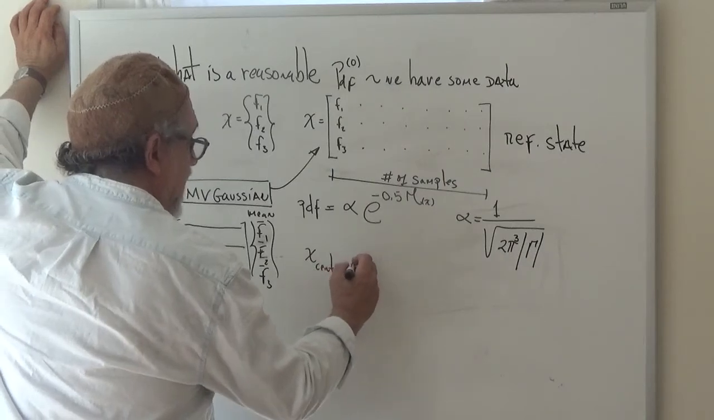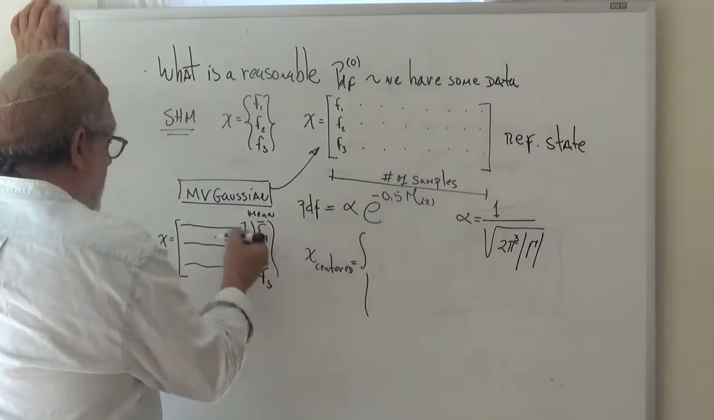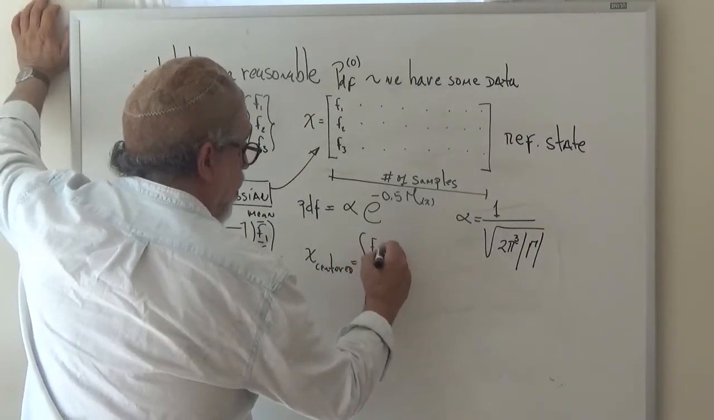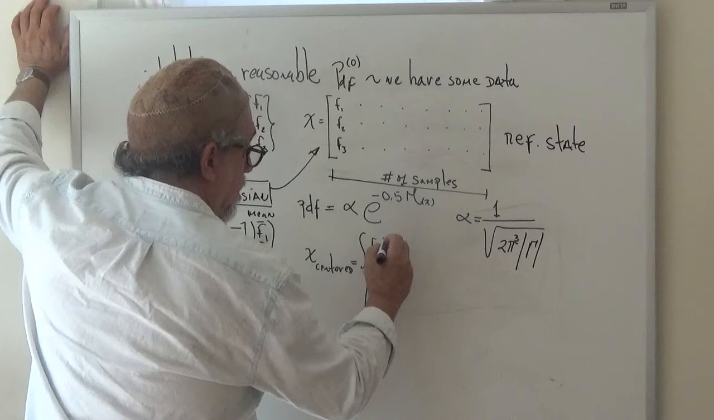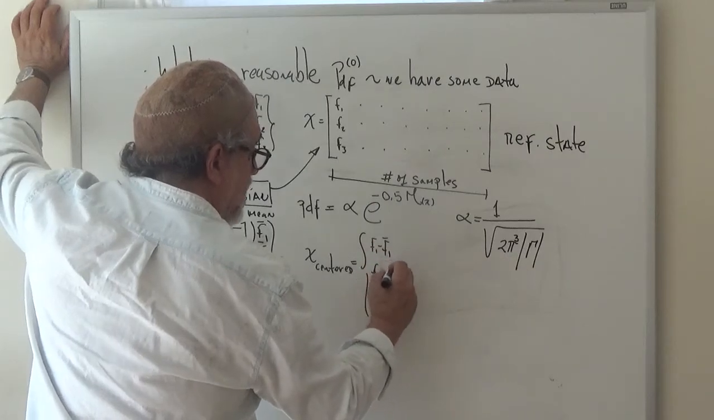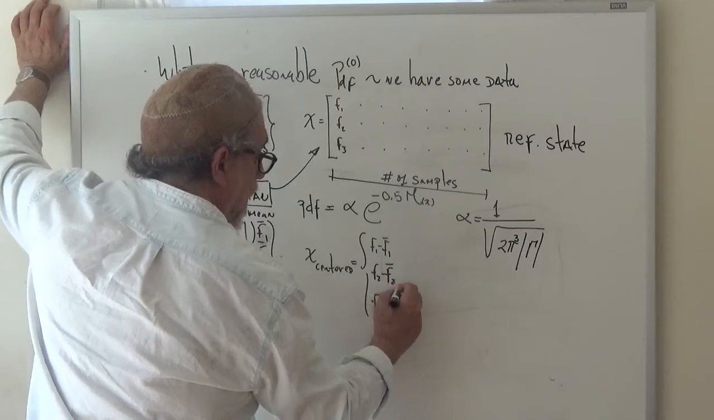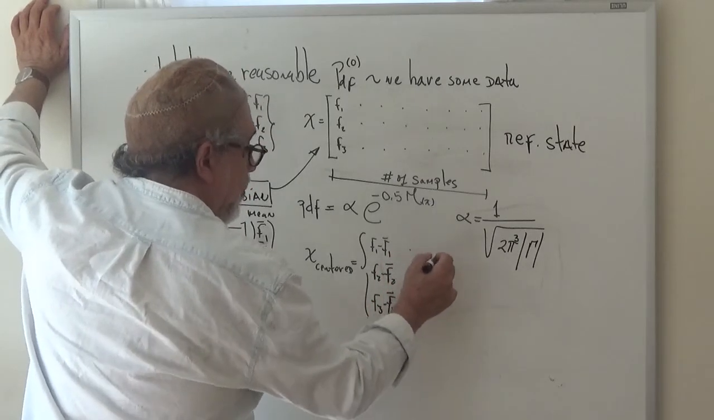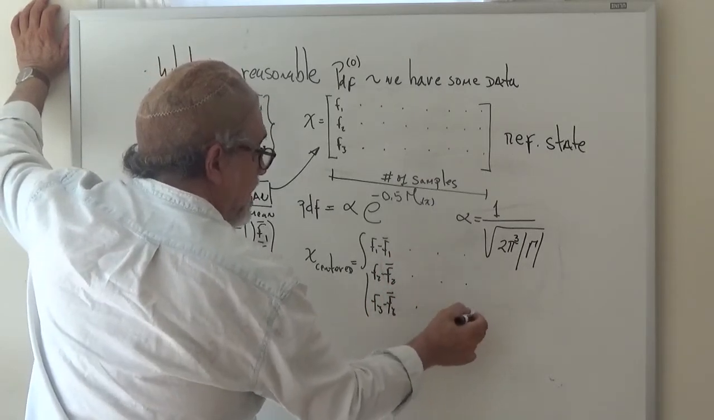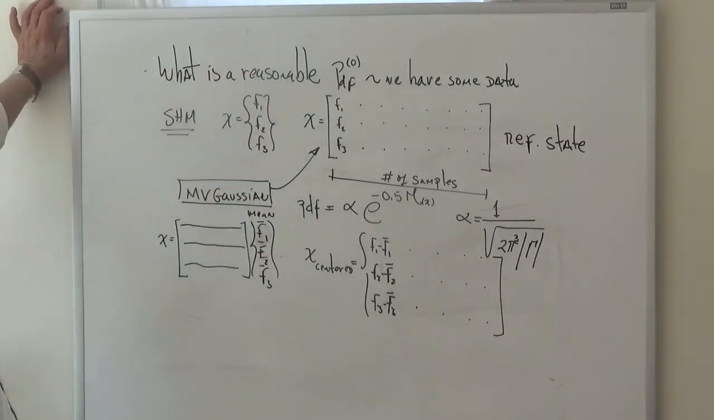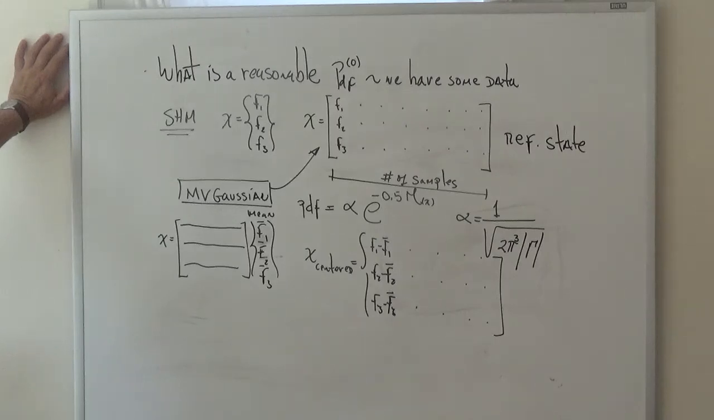Now we have our data centered. How do we center the data? We simply subtract the mean from each entry. So this becomes F1 minus F1 bar, F2 minus F2 bar, F3 minus F3 bar, and that's for the next, and for the next, and for the next, and for the next, right? And we now have our data centered to the mean.